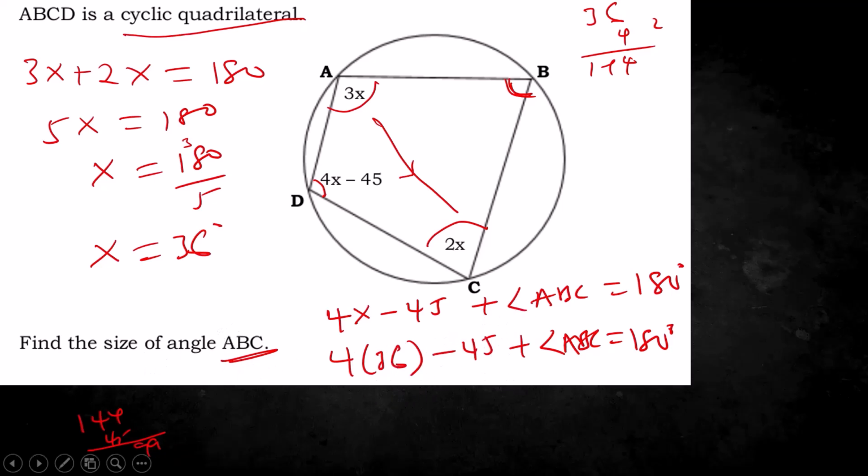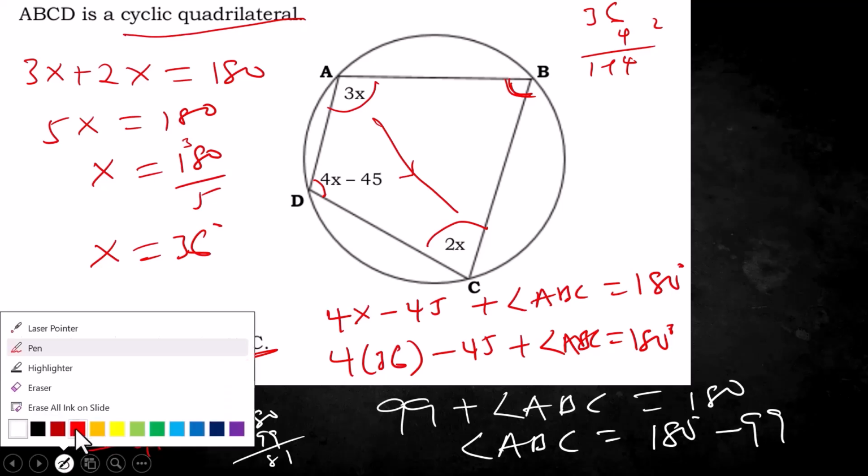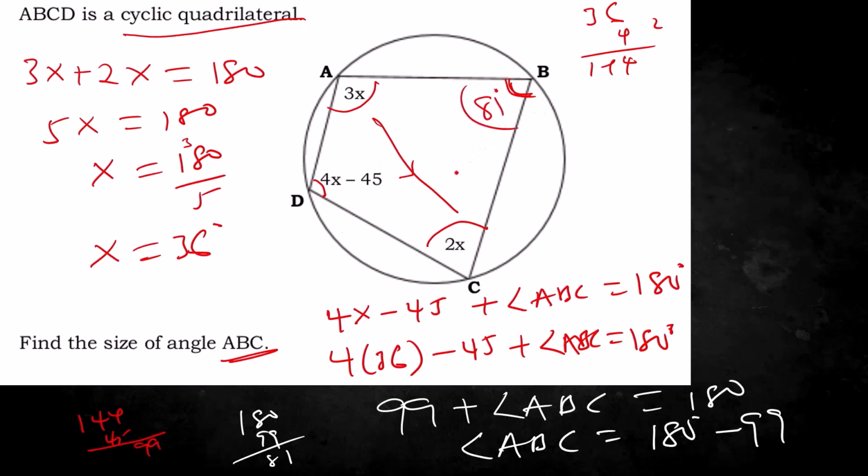Okay. All right. So let me change the color. So we have 99 plus angle ABC equals 180. So angle ABC is 180 minus 99, which is 81. So angle ABC is 81. So we have 81 here. Okay, so 81. All right.